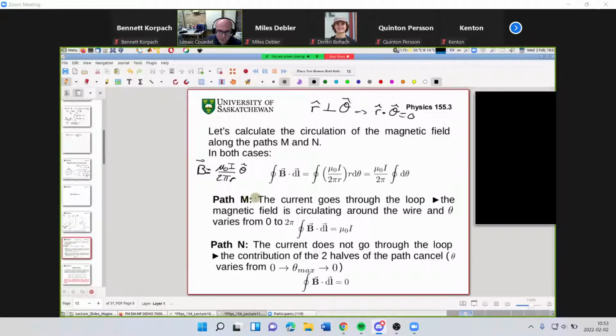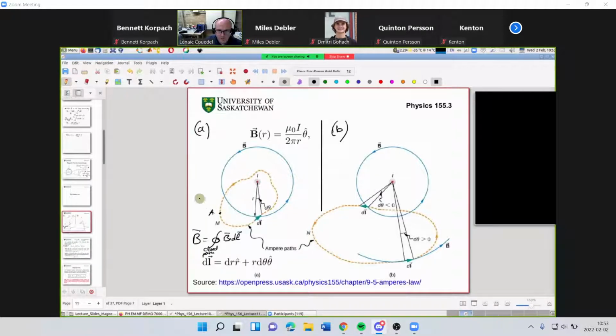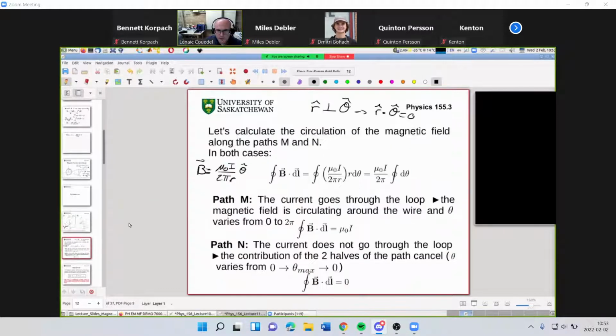So this integral, in both cases A or B, you can reduce to mu 0 I divided by 2 pi r times r d theta, because the theta hat component is the only component that matters. And obviously theta hat dot theta hat is equal to 1. So you end up with mu 0 I over 2 pi. Those are constant numbers, so I can take them out of the integral of d theta.